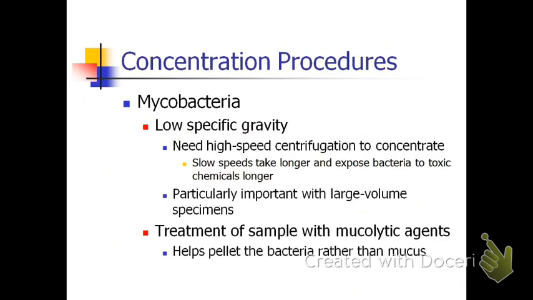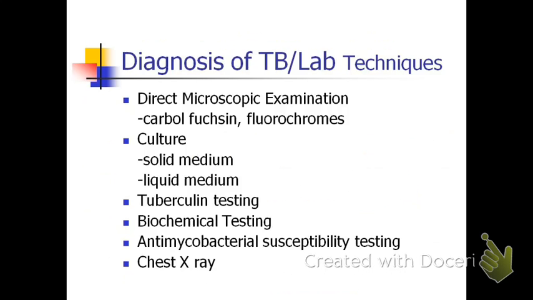Anyway, treatment of samples with mucolytic agents will help pellet the bacteria rather than the mucus. Okay, so how do we diagnose TB and what are the laboratory techniques that we could probably employ? We could use direct microscopic examination using the carbolfuchsin, the one I told you a while ago in the introduction. And the other one would be by using fluorochromes.